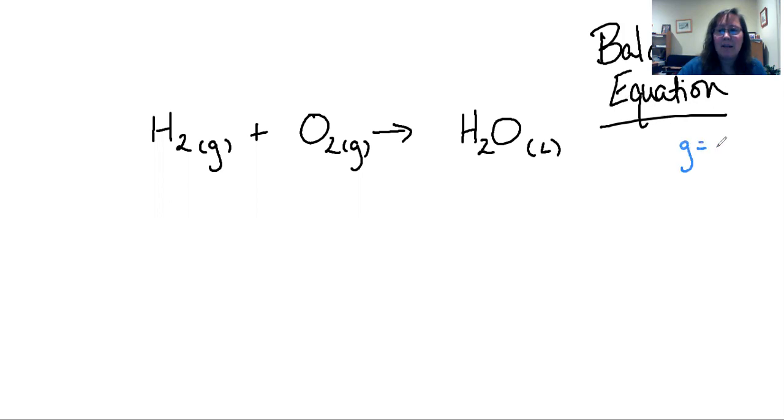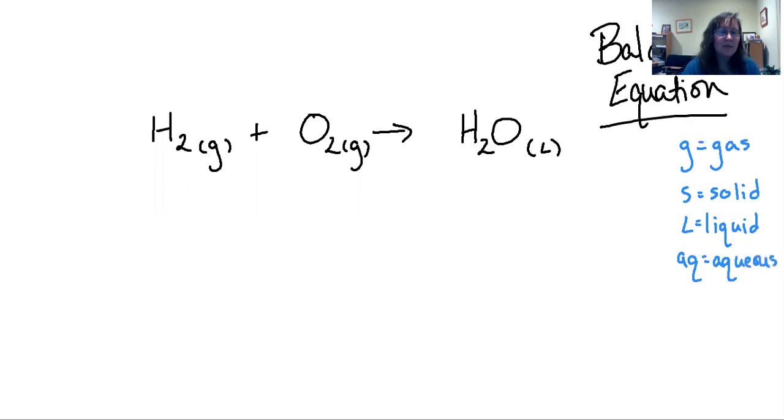So G stands for gas, S stands for solid, L for liquid, and AQ for aqueous. And if something is aqueous, it's dissolved in water. And we won't do a lot of that in chapter 3, but you will see a lot of it in chapter 4. In fact, most of what we're working with in chapter 4 will be aqueous. Okay, so now let's take a look at what we've got going on here.